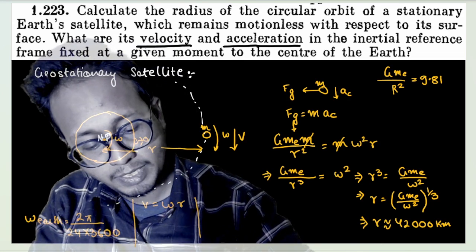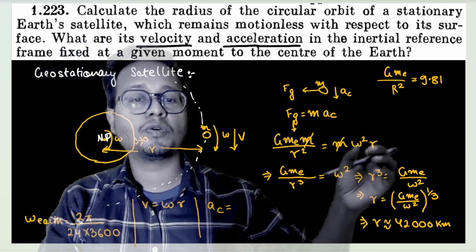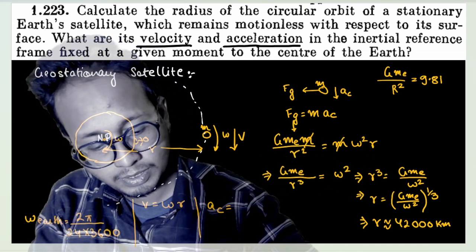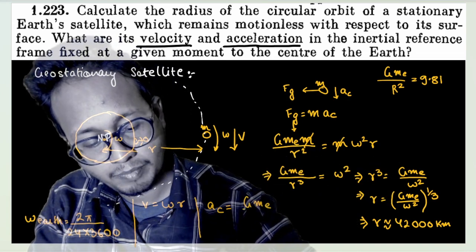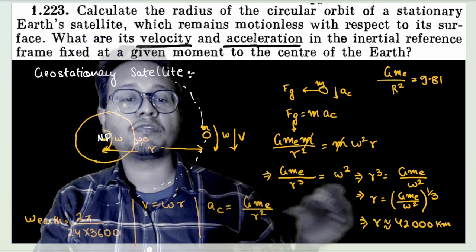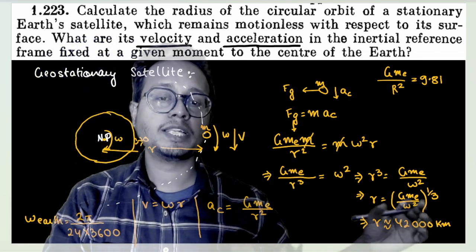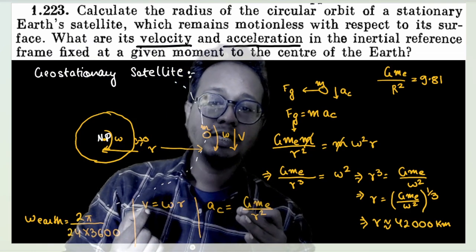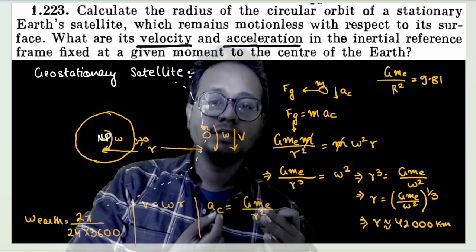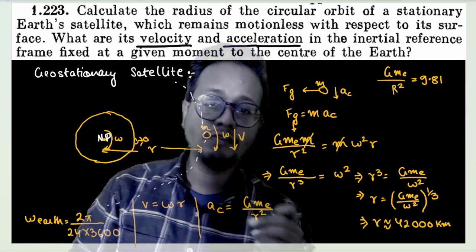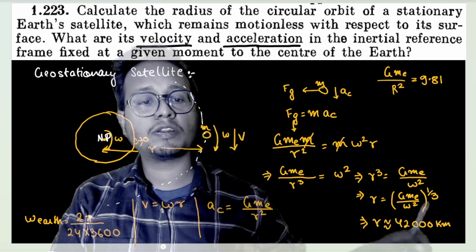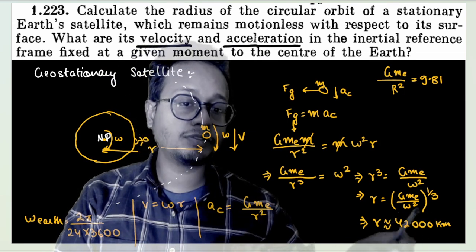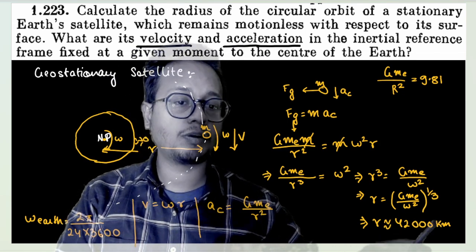And what is centripetal acceleration? Centripetal acceleration is omega square R or V square by R, which is G Me by R square, where R is 42,000 kilometers or 42,000 into 10 to the power 3 meters. So using these two formulas, you can find the linear velocity, the centripetal acceleration, and the distance from the center of Earth of a geostationary satellite. If you want to find the height, we just have to subtract 6,400 kilometers, the radius of Earth, from this value.